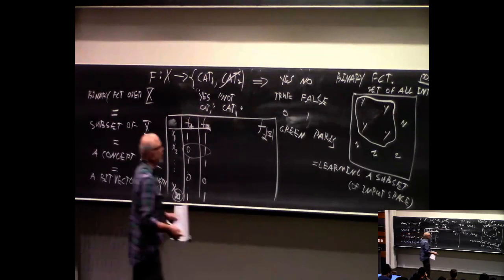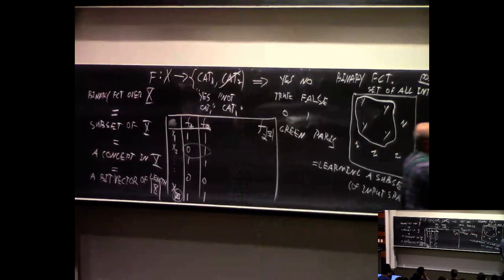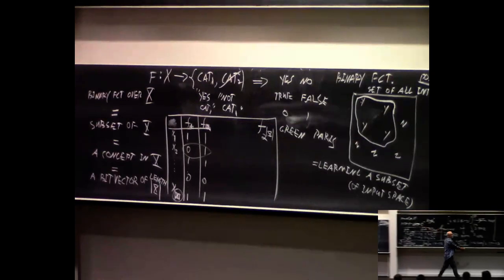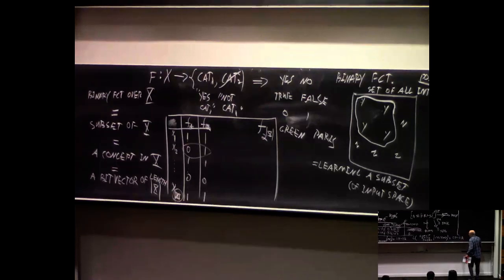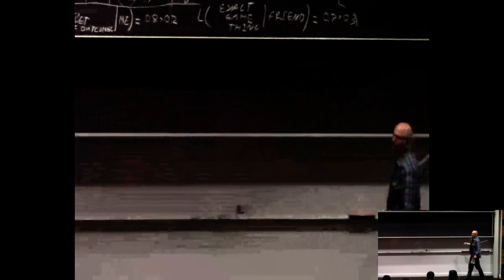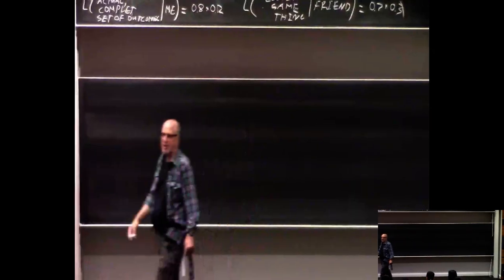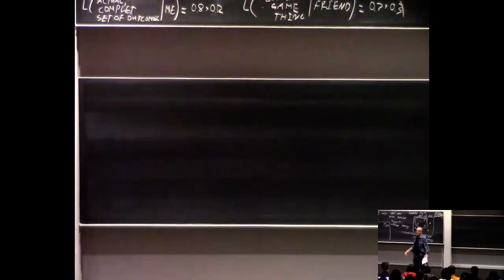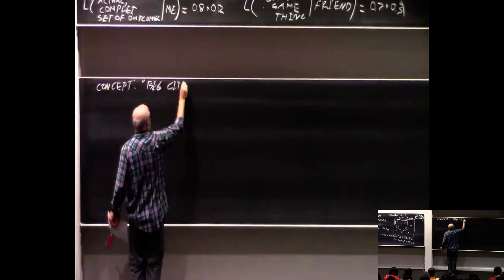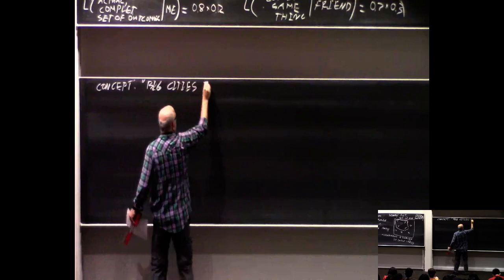Let's think of a specific example. Let's say I want to learn the concept big cities that I love. As of last year, there were 538 cities in the world that had more than 1 million people. So let's say that's my input space. I'm only concerned with big cities. Concept: big cities I love.